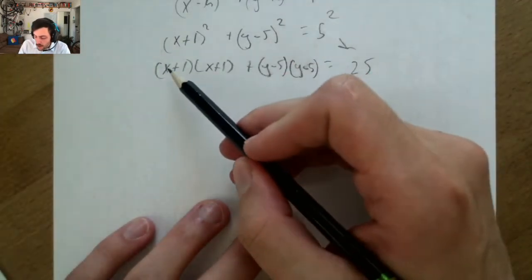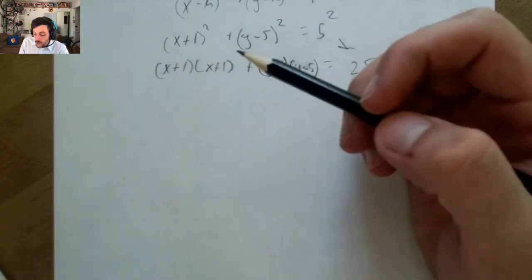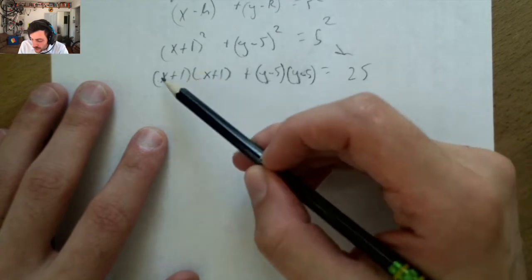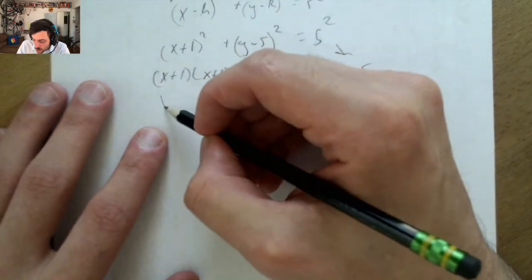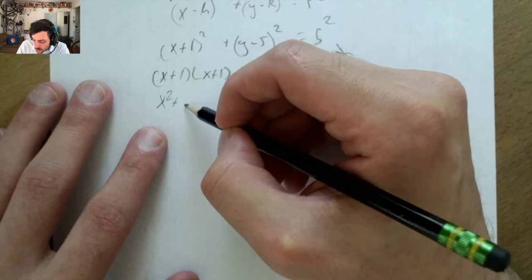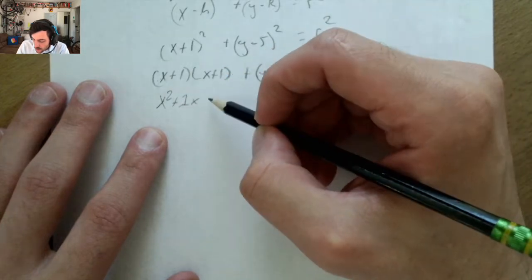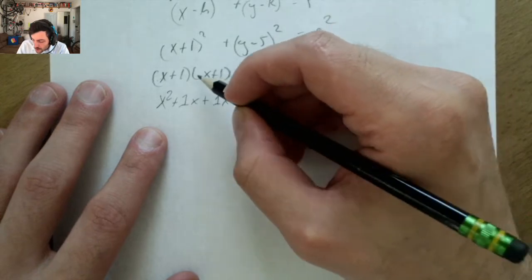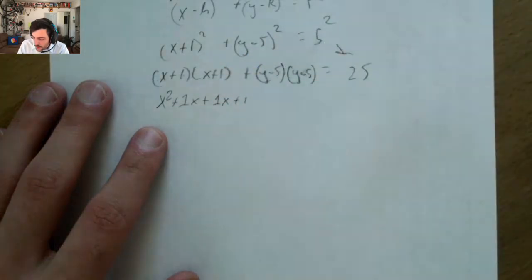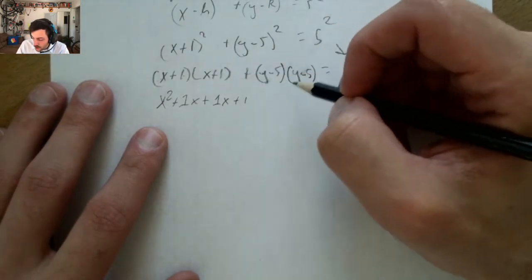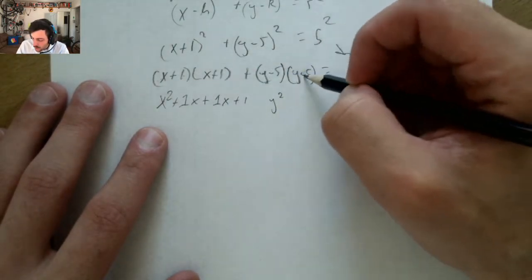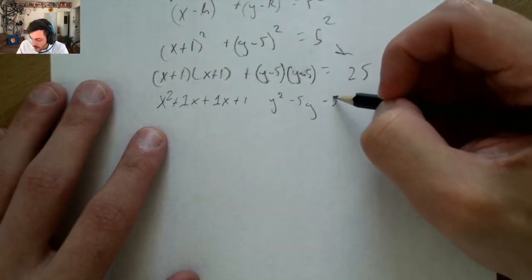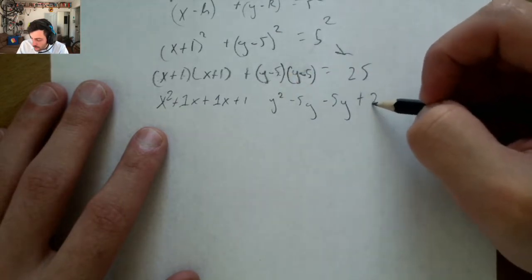Okay, next point. Dealing with the numbers inside the parentheses, to solve for this, we're going to do x times x and x times positive 1. So we get x squared plus 1x, plus 1 times x, 1x, and 1 times 1 is positive 1. Next portion here, y times y is y squared, y times negative 5, negative 5y, negative 5y, and positive 25.